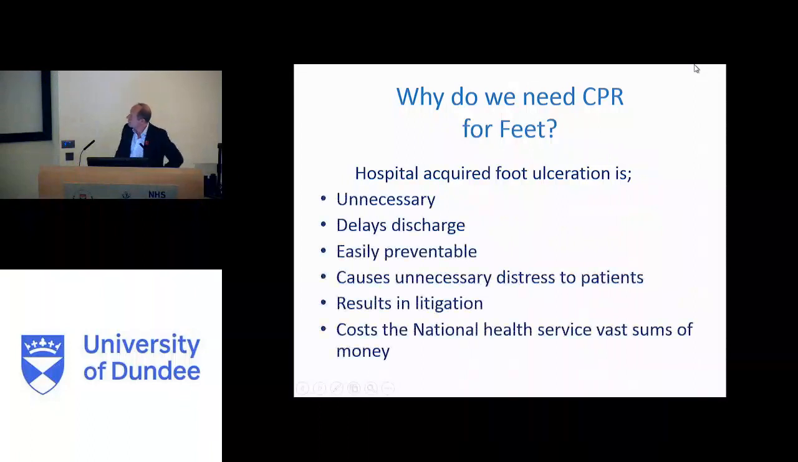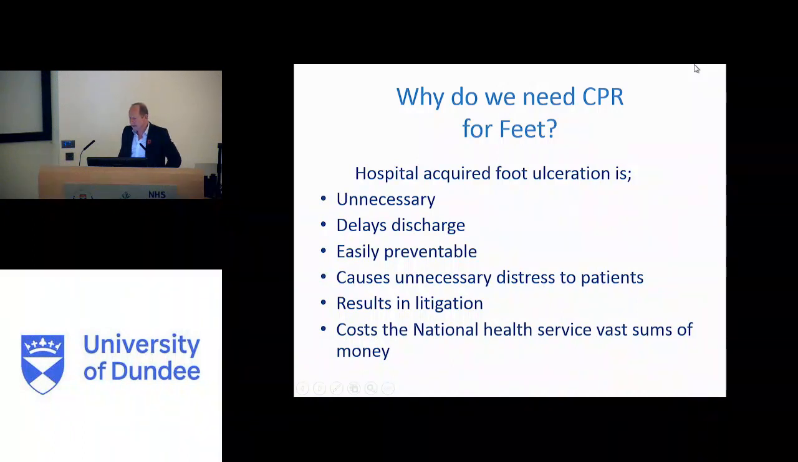Hospital-acquired ulceration is unnecessary in most cases. It does delay discharge. It is easily preventable, causes unnecessary distress to patients, and, as I say, results in litigation, and it costs the National Health Service an absolute fortune.